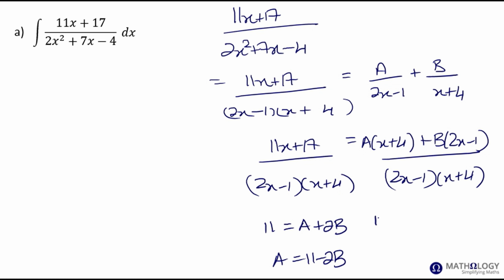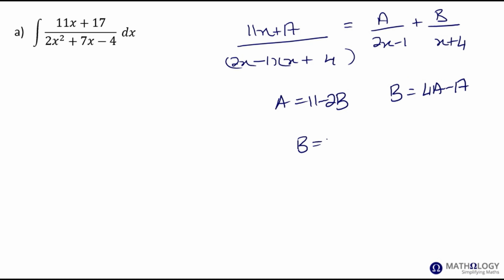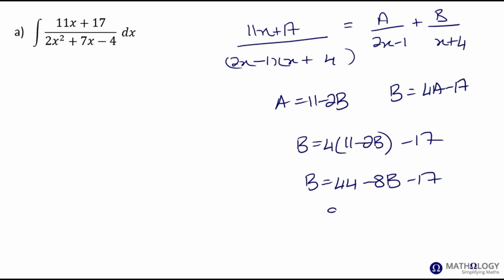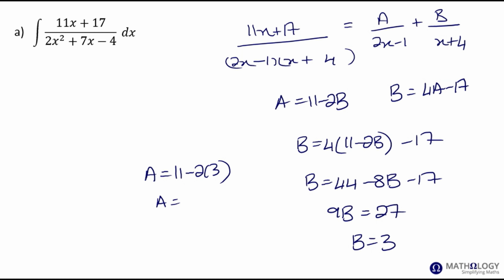The constant 17 equals 4a minus b, so b equals 4a minus 17. So b equals 4 times (11 minus 2b) minus 17. b equals 44 minus 8b minus 17. 9b equals 27. b equals 3. And therefore a equals 11 minus 2 times 3. 11 minus 6 is 5.